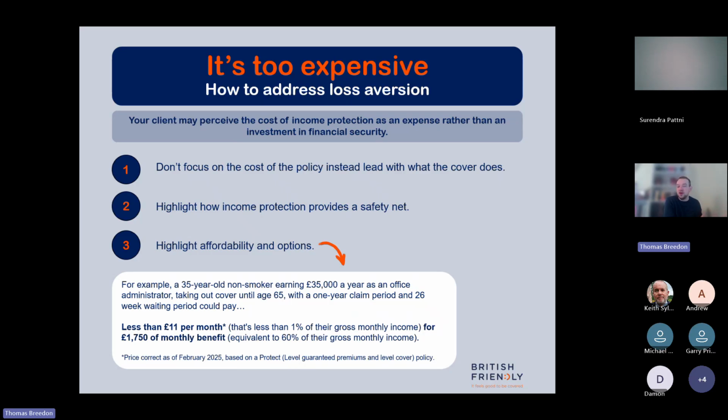You don't really want to be claiming on it, but you have got that safety net that if the worst happens, you have got that to fall back on ultimately. That's exactly the same as it is when it comes to income protection. So ultimately, if that is one of the common objections that you get, first of all, do not focus on the cost of the policy.